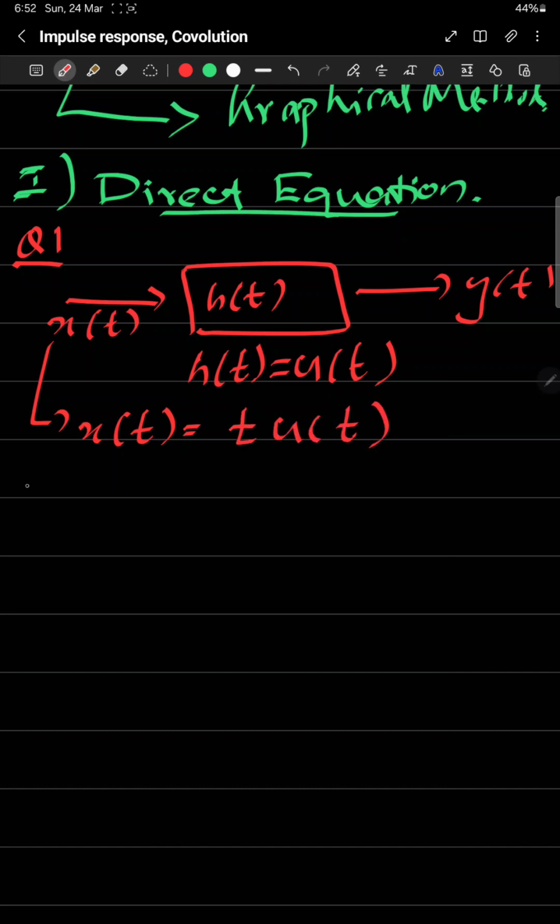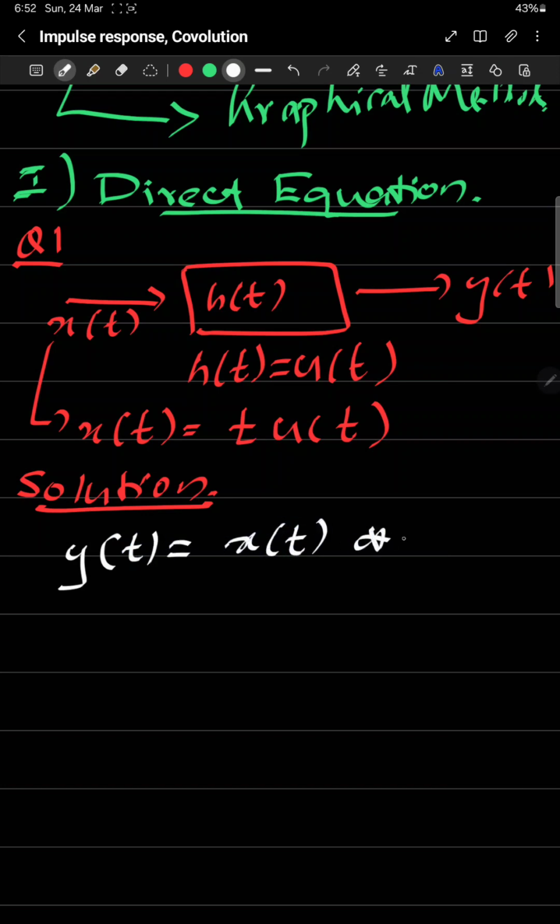Let's start with some simple problems. So let's see the solution. How can you find the output y of t? In order to find the output y of t, you have to perform convolution between the input x of t and the impulse response h of t. So x of t is t into u of t, as given. You have to perform convolution with u of t.